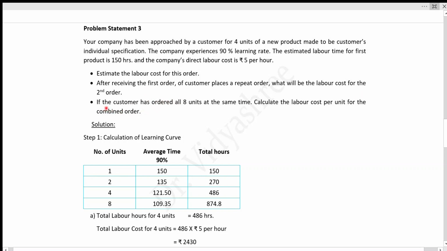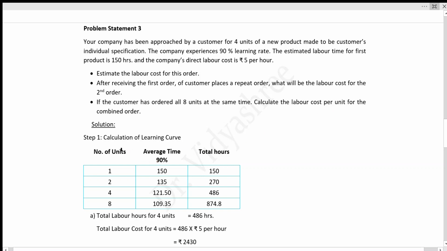Then the third thing is, if the customer has ordered all 8 units at the same time, calculate the labor cost per unit for the combined order. In short, we have to calculate the labor cost for the first 4 units, then the repeat order, the second order of 4 units, then the combined order, that is from the first unit to the 8th unit. So let's start the solution.